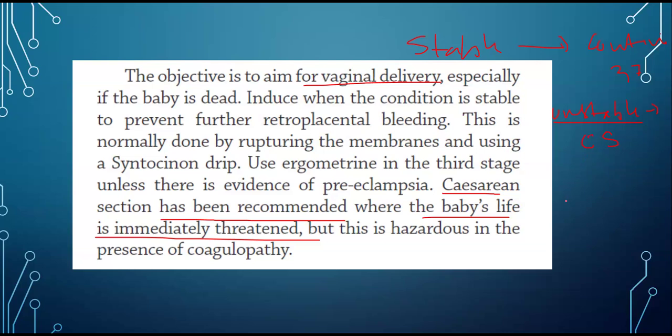There is always a possibility that, because the mother gets into shock in case of heavy bleeding, there is a risk of intrauterine fetal death. So if the baby is dead because the mother is bleeding a lot, what would you do? You would not go for C-section at that time. You can wait for a spontaneous delivery, or you can go for induction, like an artificial rupture of membrane. So that's usually the management for abruptio placenta.